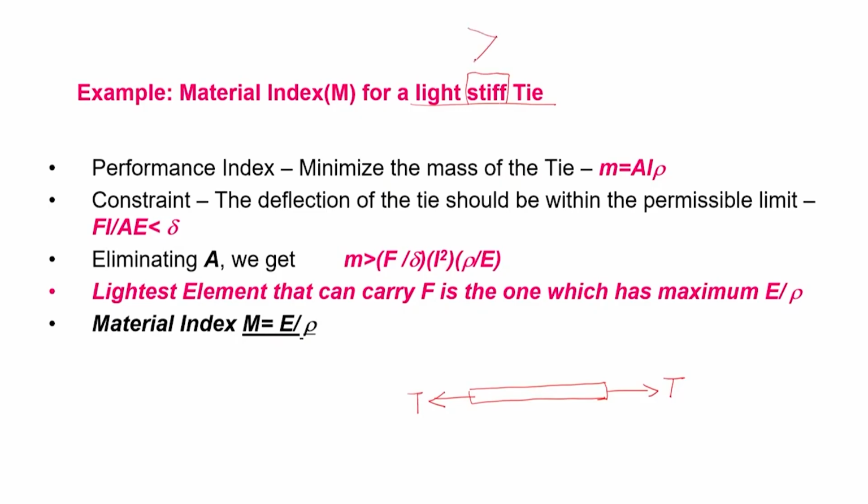It means it must have a very high modulus of elasticity, and also it has to be light. That means it must have a very low density. So, that is what we are looking for. Okay. So, what is the mass of the tie?